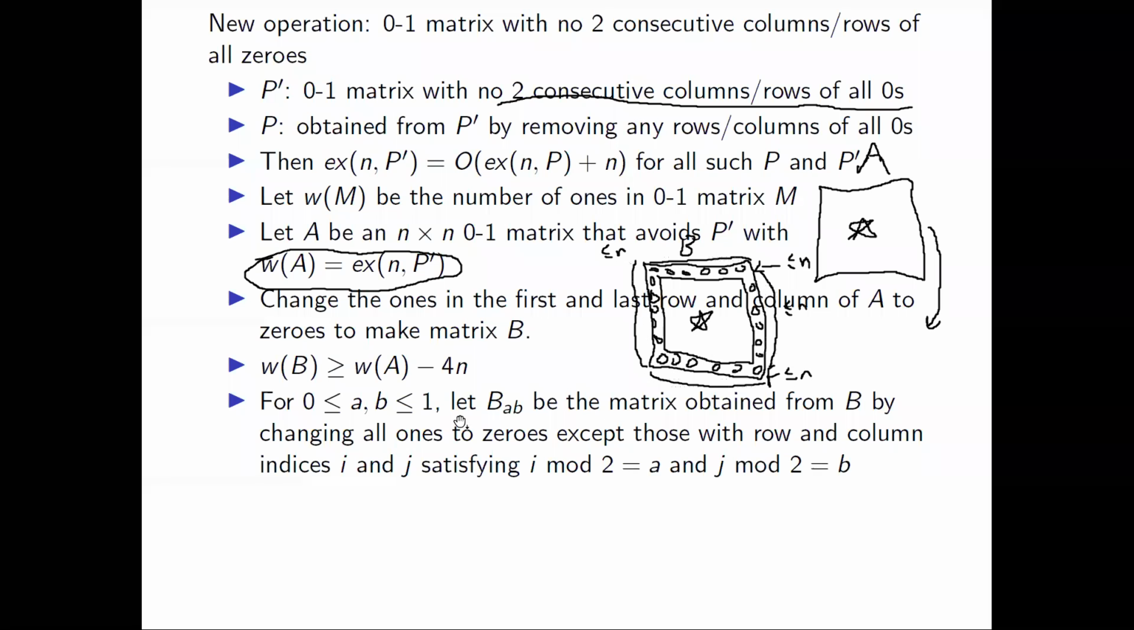Okay. So for each a and b, which are between 0 and 1 inclusive, the possibilities for a and b, there's not that many of them. It's 0,0; 0,1; 1,0; and 1,1, a total of 4 possibilities. We will let B sub a,b be the matrix obtained from B, this B right here, by changing all ones to zeros in B, except those with row and column indices i and j satisfying i mod 2 equals a and j mod 2 equals b.